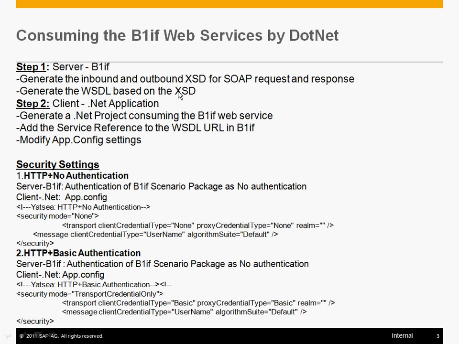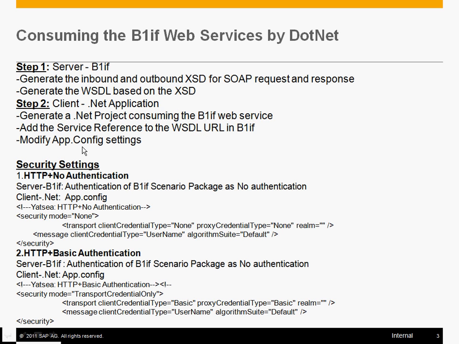So we generate the inbound and outbound schema, and then secondly, we can generate the WSDL. After we have the WSDL, that means the get doc list web service is completed, hosted and deployed in B1if, and it's ready to be consumed by any client .NET application. Then in the second step, I would like to show you a live demo, step by step, to create a very simple .NET application, consume this web service, and add the service reference to the WSDL we have above.